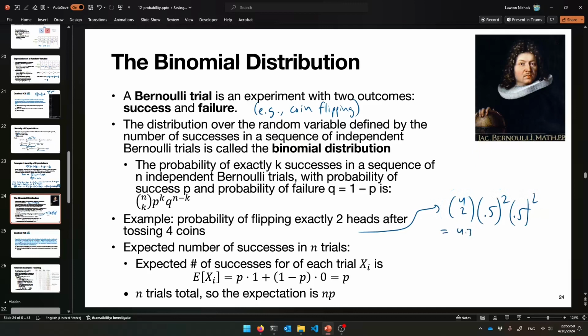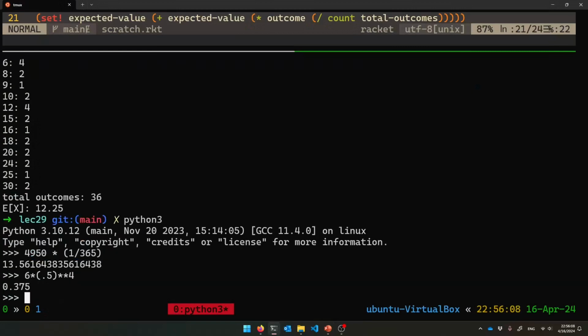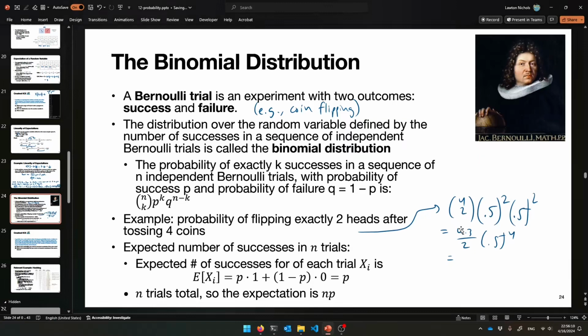That's 4 times 3 over 2 factorial, so over 2, times 0.5 to the 4th, and that is going to be equal to, let's see, that's 2 times 3, so 6. That's 6 times 0.5 to the 4th power, and that's 0.375. That's your probability, about 37.5% chance that that's going to happen, okay?